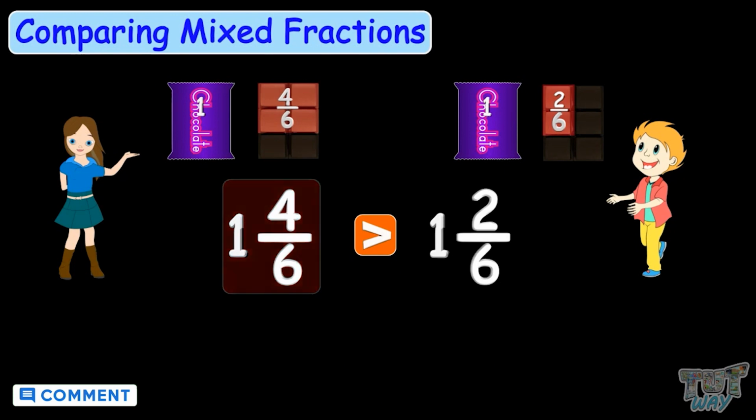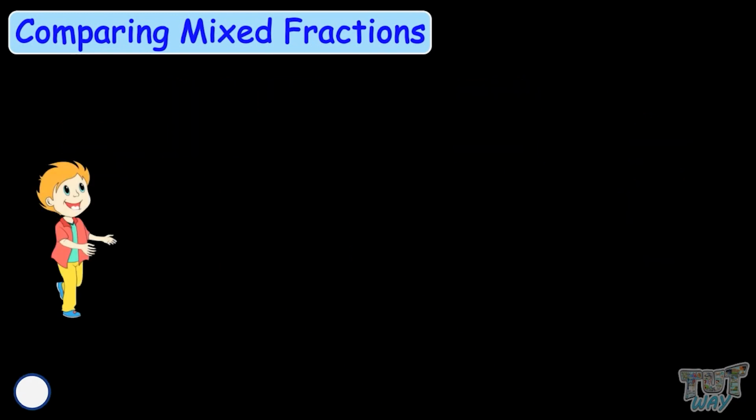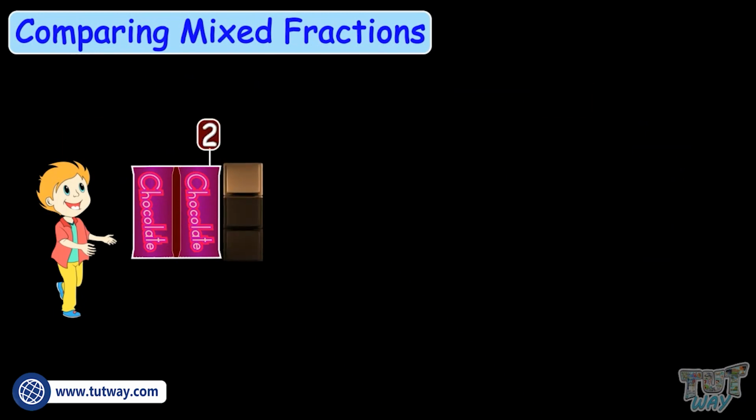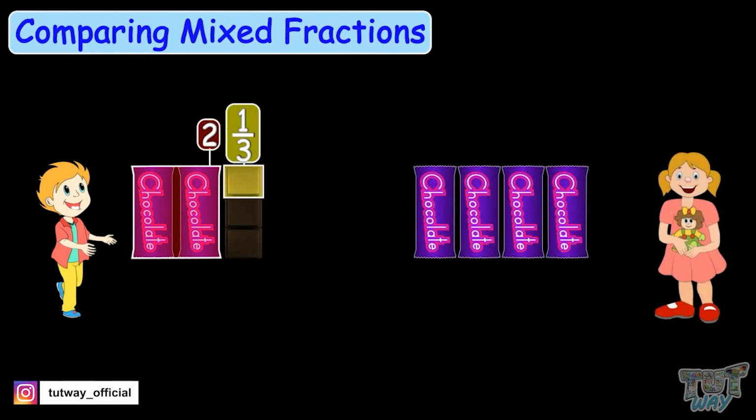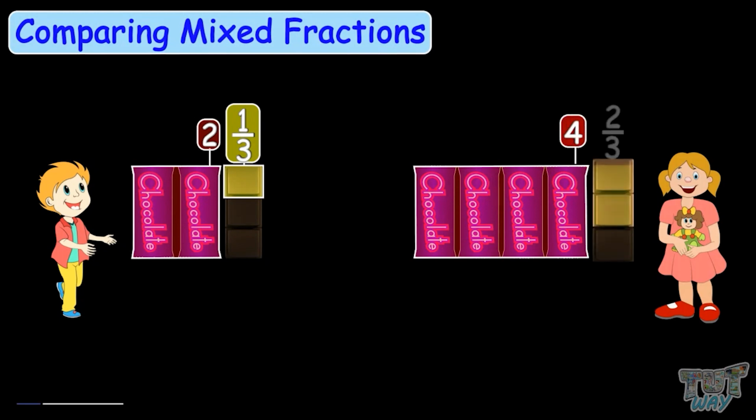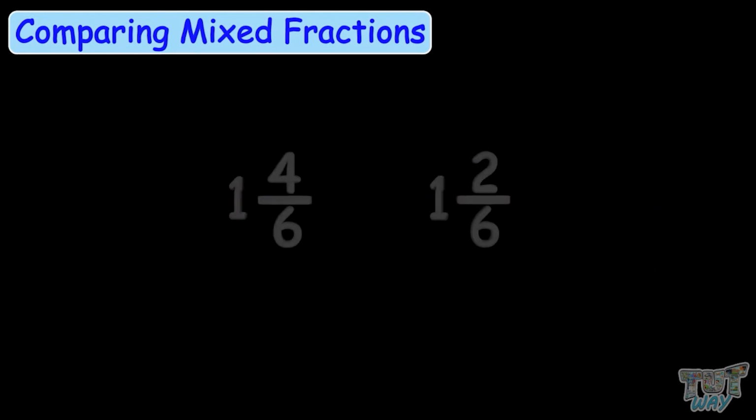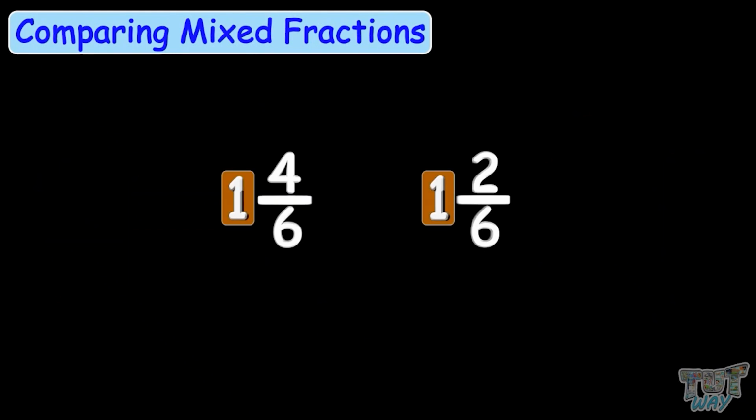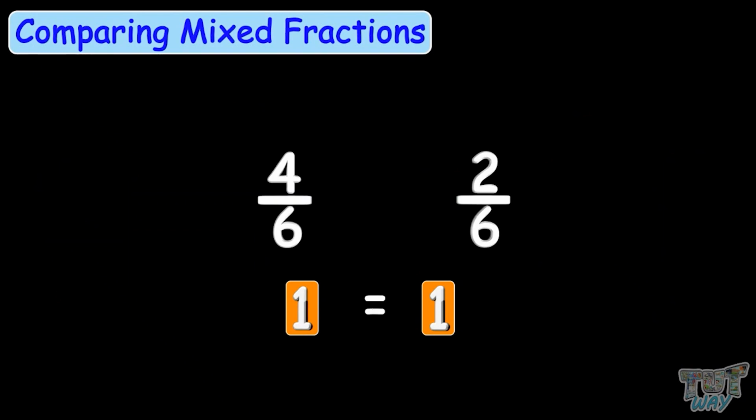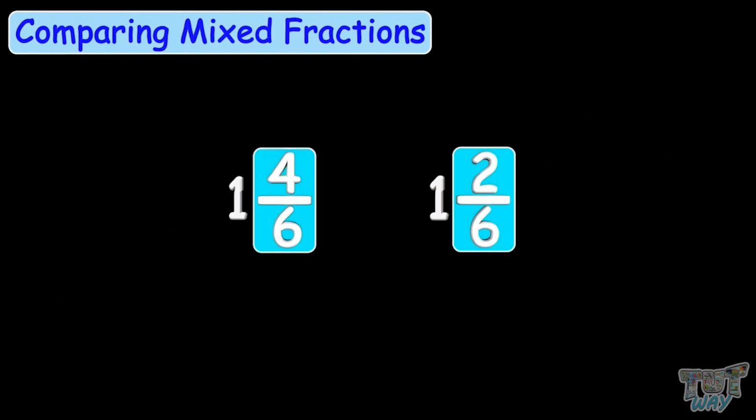Now, let's compare more mixed fractions. Sam has 2 whole chocolates and 1/3 chocolate also. Olivia has 4 whole chocolates and a 2/3 chocolate also. Who got more chocolates? You can judge that the child with more whole chocolates has more chocolates. So, no need to compare the fraction part. So now we have learned how to compare mixed fractions or mixed numbers. We first compare the whole parts, and if whole parts are the same, then only we compare the fraction portions.